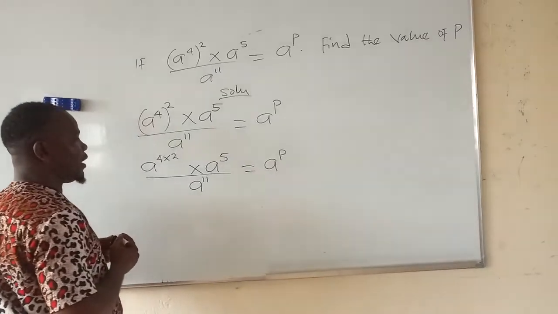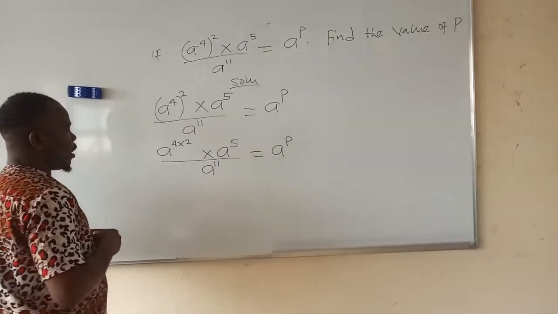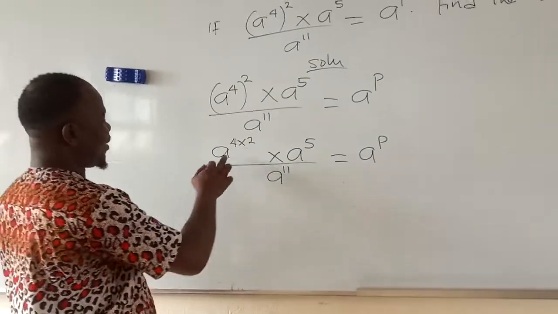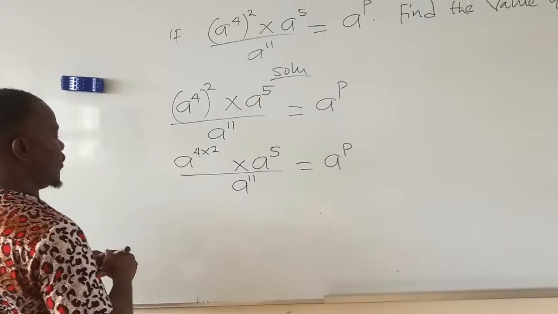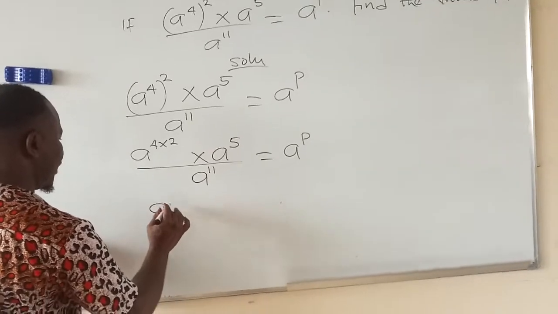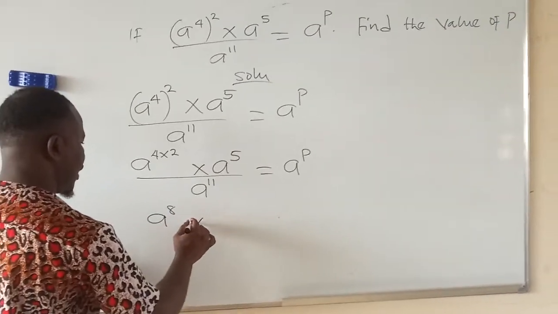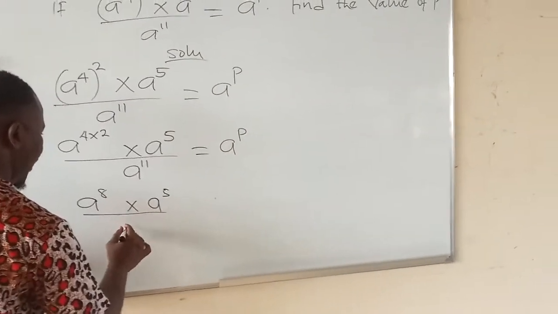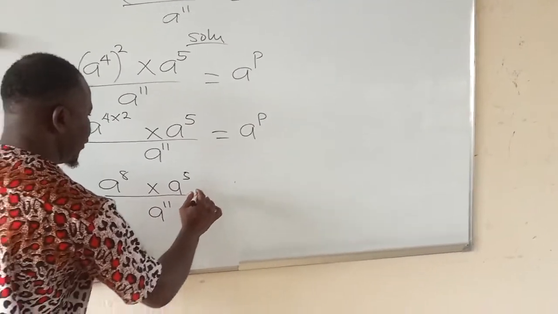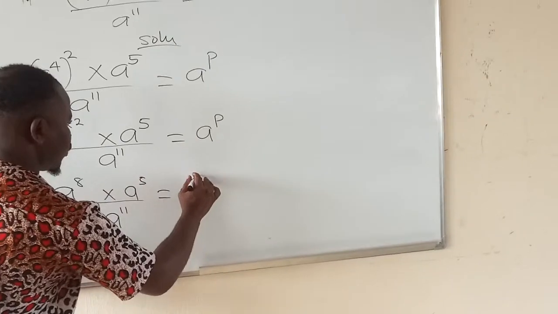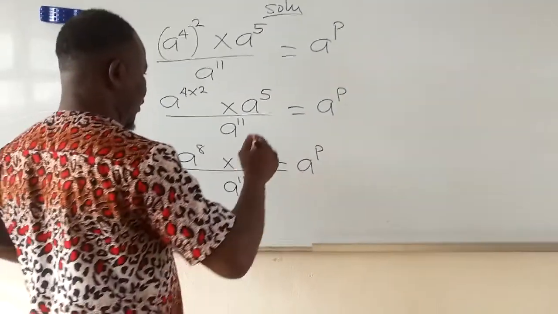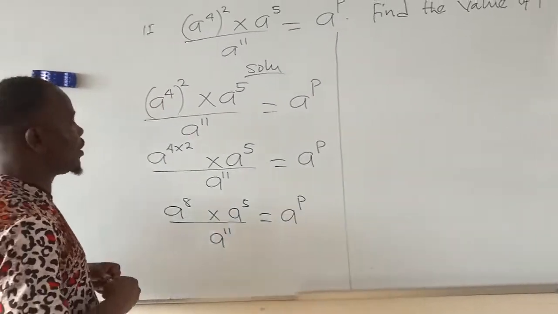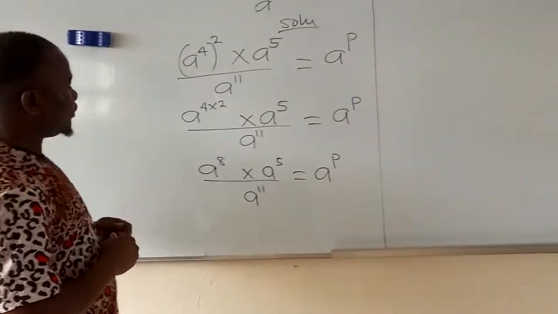P. Okay. So we know that 4 times 2 will give us what? 8. a^8 times a^5 all over a^11 equals a^p. Okay. So we are done with the power law.